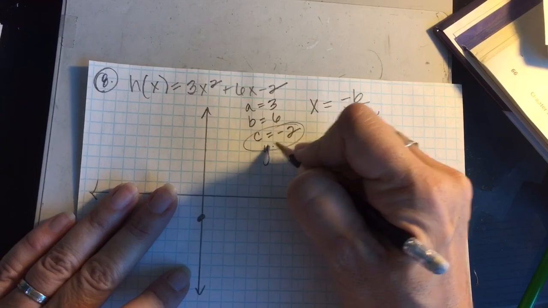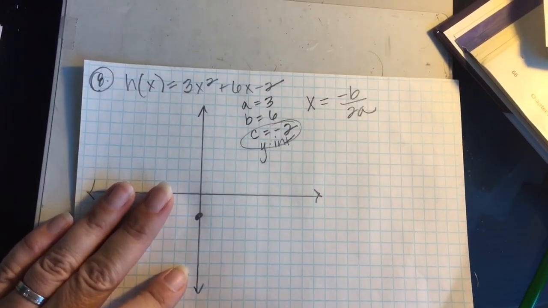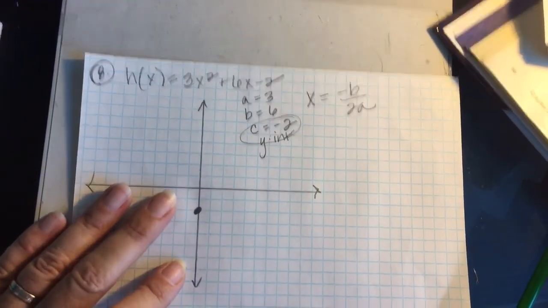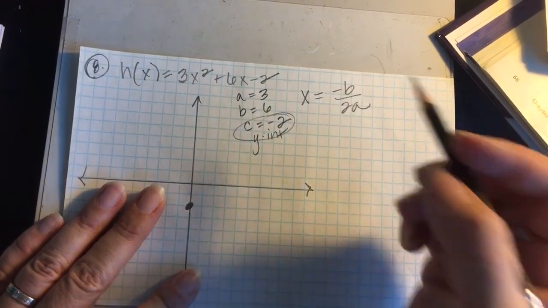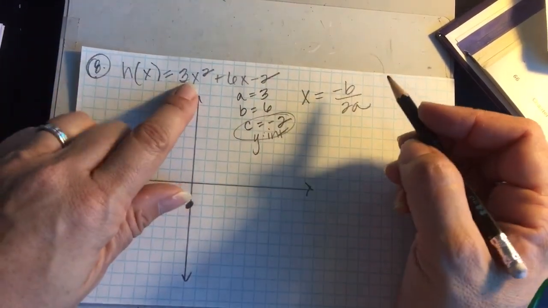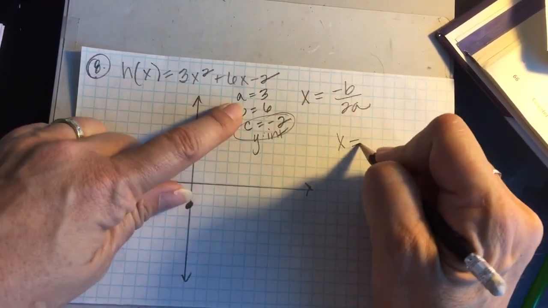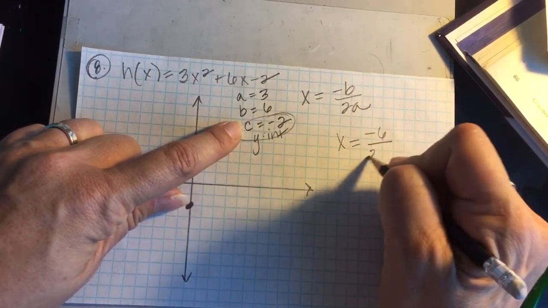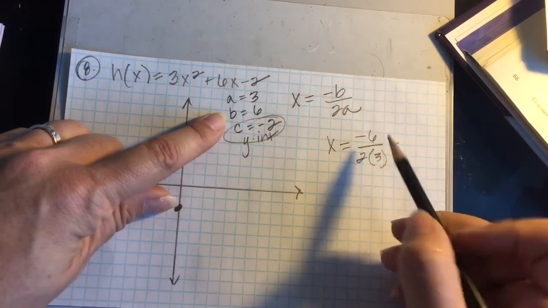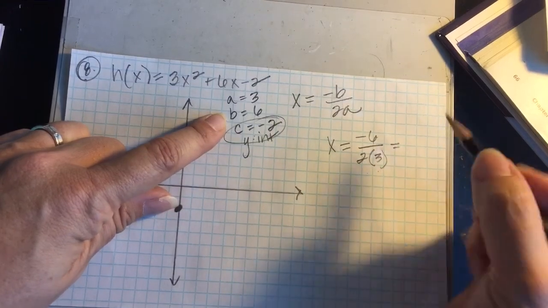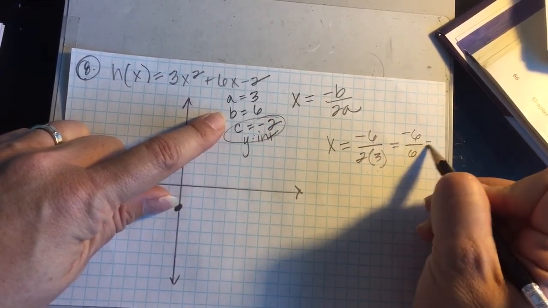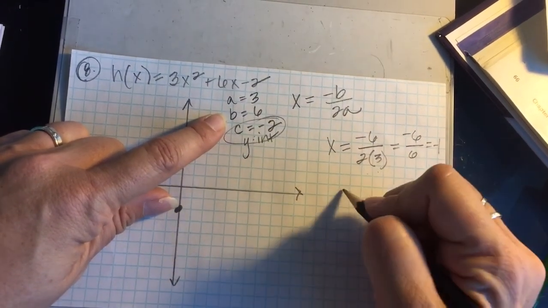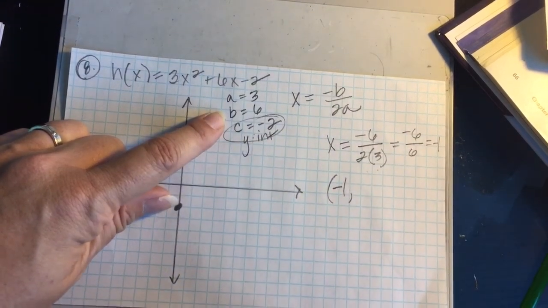I'm actually going to put that point right on my graph. C is always where the parabola will hit the y-axis. That'll help us with graphing. I bet we don't have to go to our calculator for this one. The x value of the vertex is going to be negative 6 over 2 times 3. Negative b over 2a. So negative 6 over 6 is negative 1. The x value of the vertex is negative 1.